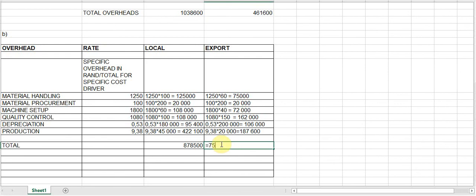Adding up for exports, it is the 75,000 add 20,000 add 72,000, add 162,000, add 106,000, I add 187,600. The total overheads to be allocated to the export robe is 622,600.